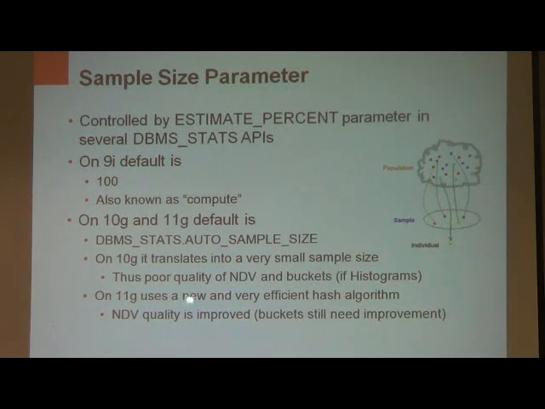On 11g, it's using a new algorithm, which is more efficient and more accurate here with the number of distinct values. The number of buckets still requires some improvement that is fixed on 12c. Okay? So 10g, with this auto sample size, we had a number of distinct values where the quality wasn't quite there, and the number of buckets wasn't quite there. 11g improved here, and this is critical. The number of distinct values, we use it all over the place. So 11g improved a lot here, but it still needs some improvement with the number of buckets. 12c is better. Any questions there?